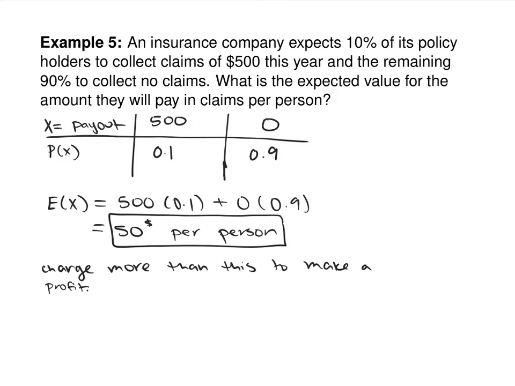But that's how much you're going to expect to pay to each person on average over the long run. Now, some people might collect more and some may collect none at all, but the average per person is $50.